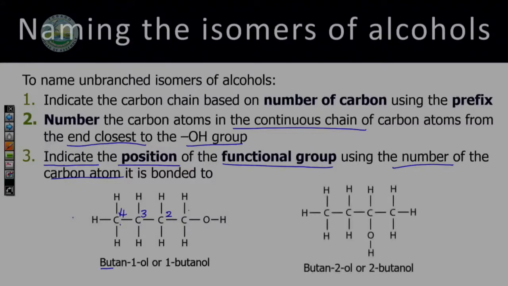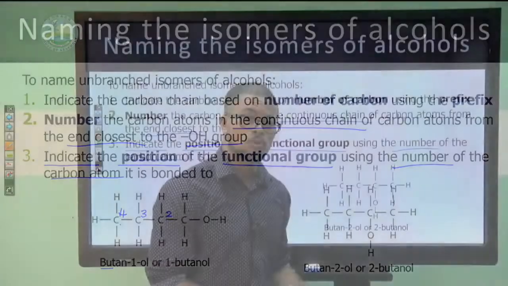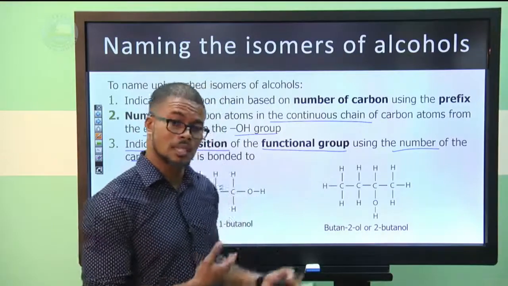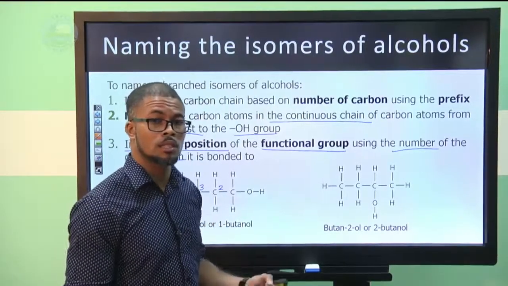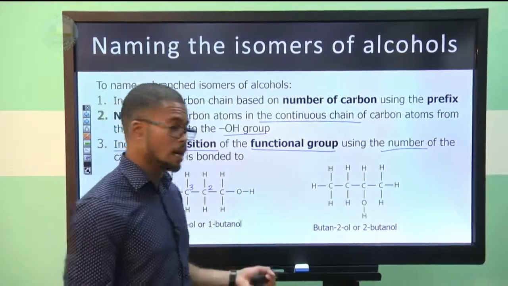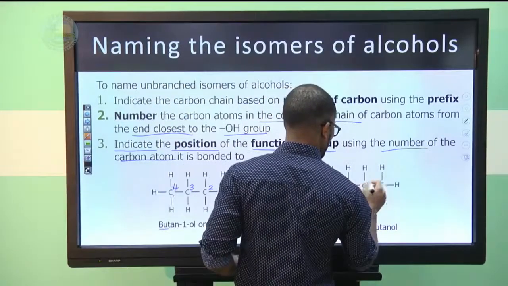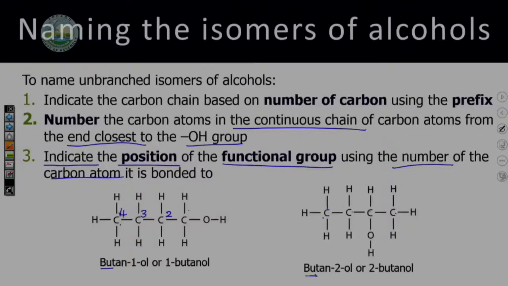So we have a next example here. We have butan-2-ol. So butan-2-ol, how was the name derived? The same steps that we would have learned. All right, so there's 4 carbons within the molecule. 1, 2, 3, 4. So we know that we have but.